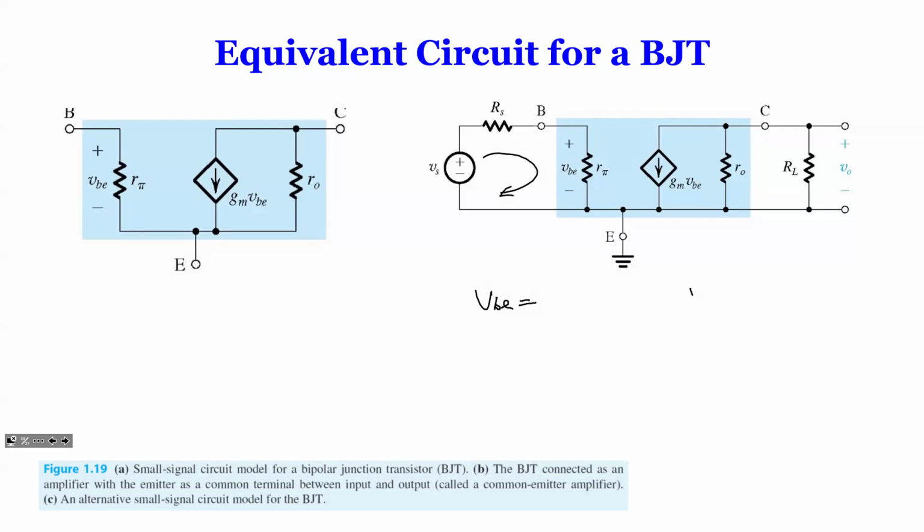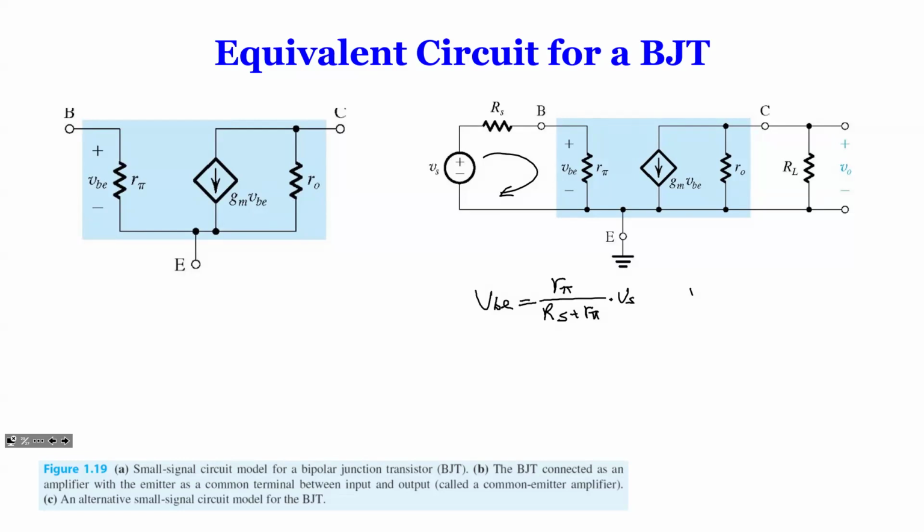Or what is the relation between R pi and RS? What kind of connection? It's a series connection, right? Okay, and if they're in series connection, it's a voltage divider, which means we can divide the input voltage between R pi and RS. So this is how you get VBE. This is a voltage divider.